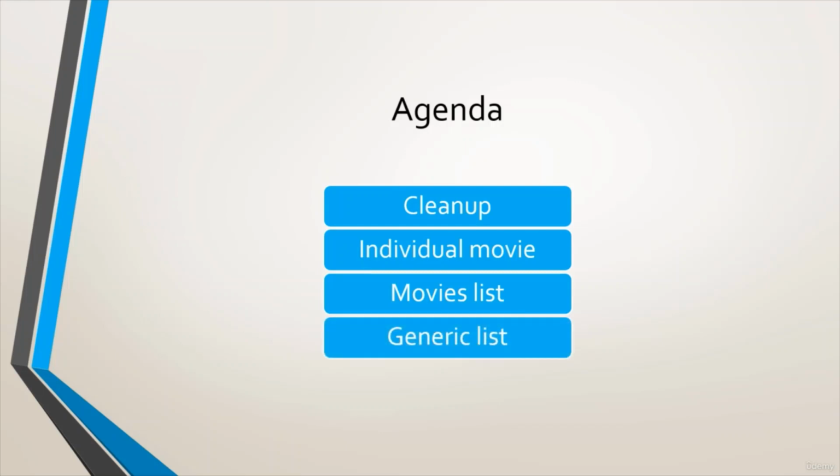Then we will create a generic list component which will serve to encapsulate common operations that we want to perform when displaying a list of anything. Finally, we will install Bootstrap in our application. We are going to start by giving our application a little cleanup.